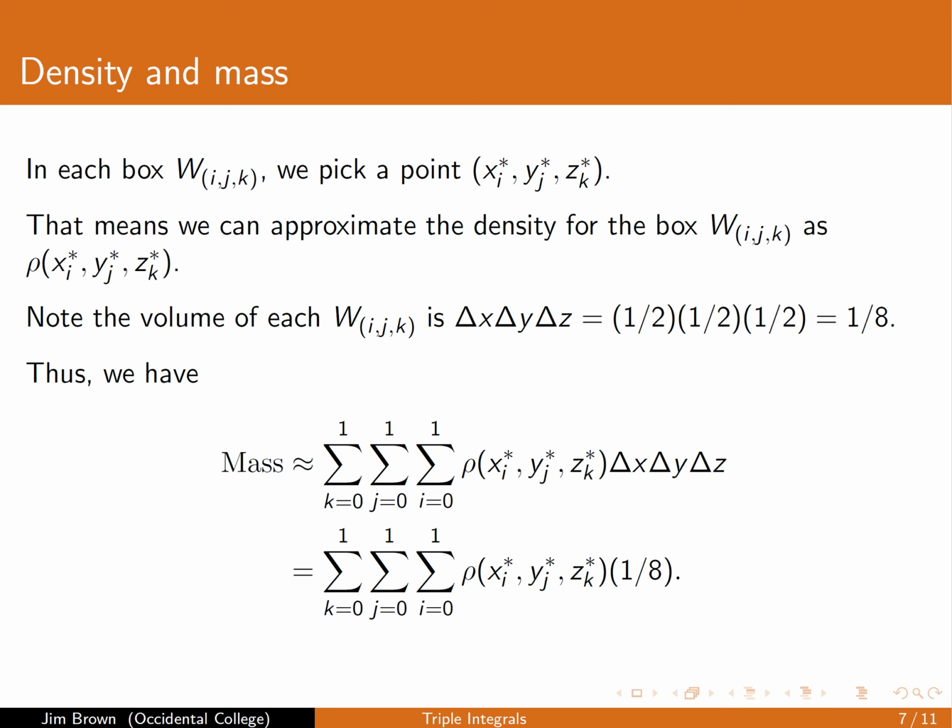So now our mass is, we're going to sum i goes from 0 to 1, j goes from 0 to 1, and k goes from 0 to 1. And we take the approximate density and the volume of each of those smaller boxes. And so we get this thing here. So notice that each of these has two terms. So there's 2 times 2 times 2 terms, so there's 8 terms total. So we'll see this in an example next to see how this actually works. It's a bit of a mess to write out by hand.